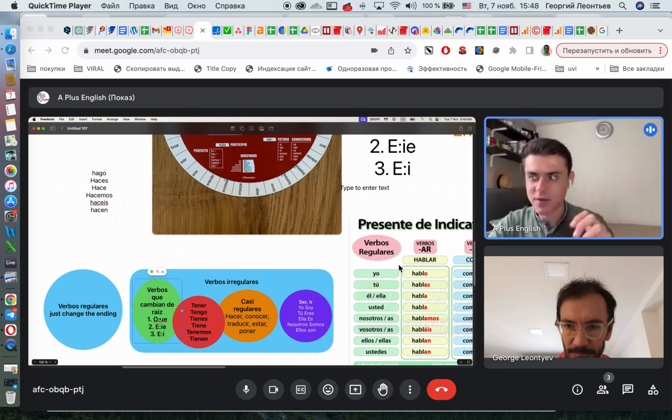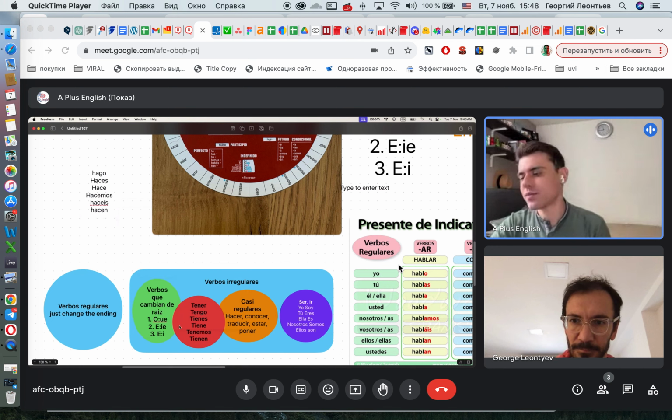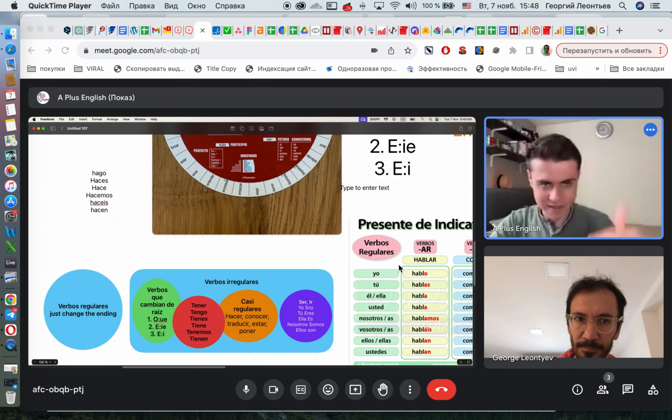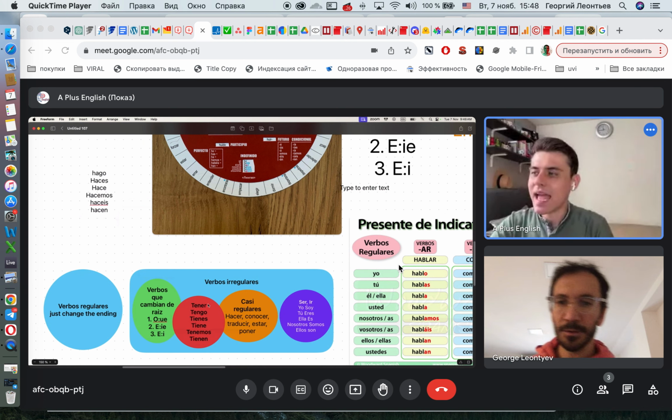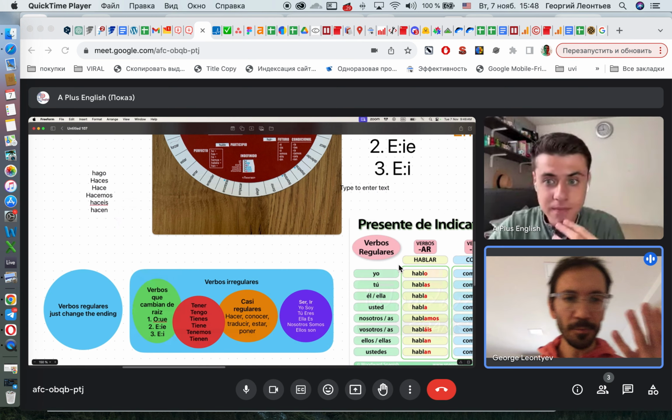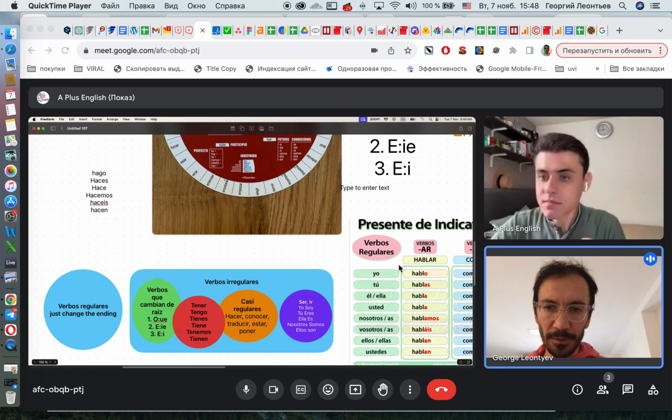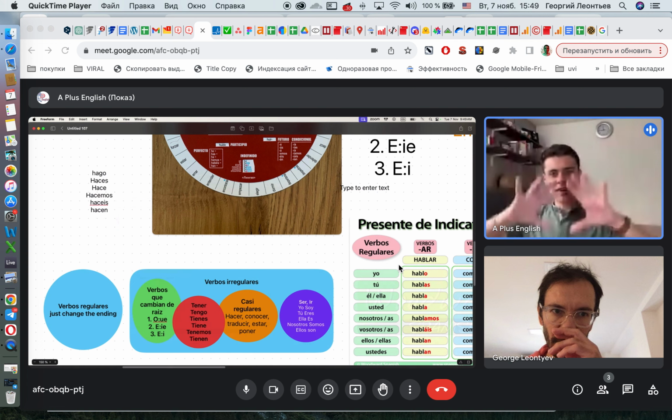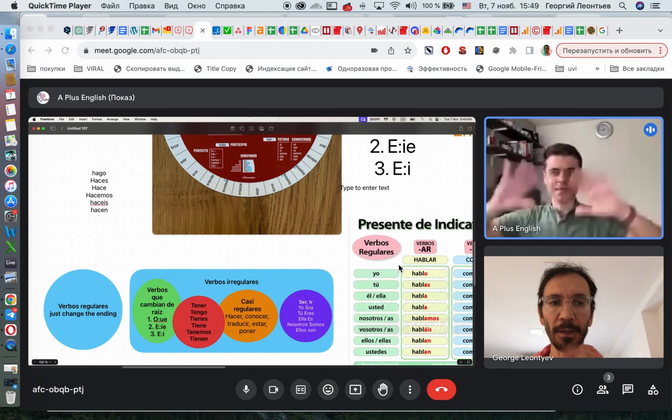So the stem-changing verbs that I told you about are O to U, E to I, or E to IE. Those verbs are like dormir, entender, pedir, vestir. There's a long list of them. I can see four groups here, and I would classify them into four groups.